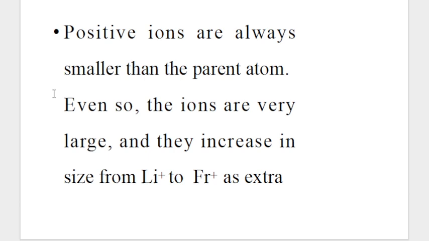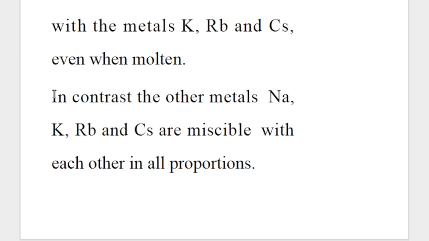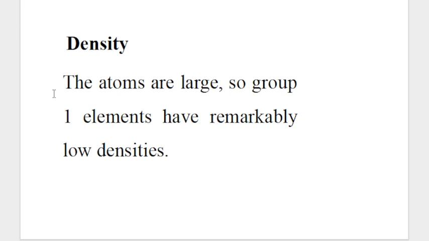Even so, the ions are very large and they increase in size from lithium to francium as extra shells of electrons are added. The lithium ion is much smaller than the other ions. For this reason, lithium only mixes with sodium above a temperature of 380 degrees, and it is immiscible with metals like potassium, rubidium, and cesium when they are molten. In contrast, the other metals, sodium, potassium, rubidium, and cesium, are miscible with each other in all proportions.